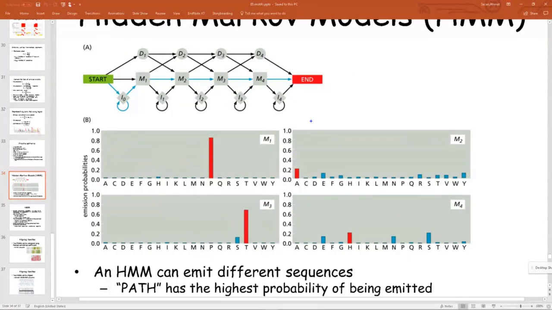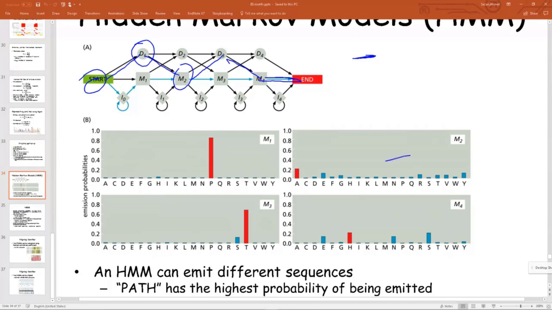Let's consider a path through this model. We could start from here, and then go to a deletion state, go back to M2, and then go into delete again, D3, then M4, and then go to end. If we go to D1, that means we are skipping match 1, right? There's going to be a gap there.